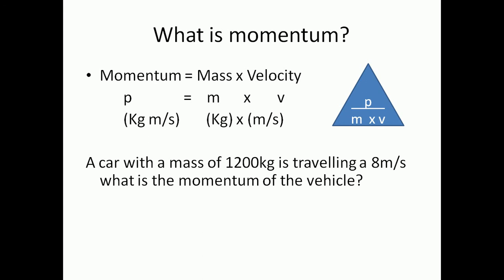So momentum is mass multiplied by velocity, therefore the momentum of the car is 1,200 multiplied by 8, which gives us 9,600 kilogram meters per second. Once again, very important to remember the units. You quite often get a mark just for writing down the units after your answer. So even if you haven't calculated the answer correctly, you will still achieve a mark if you write down the correct units, which in this case is kilogram meters per second.